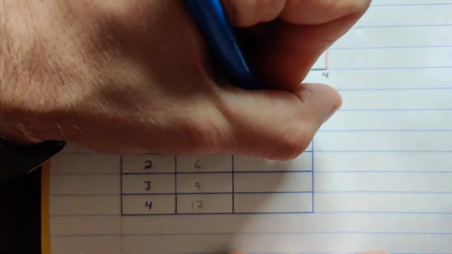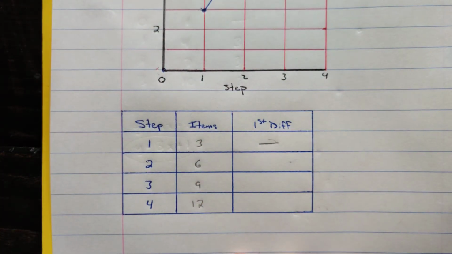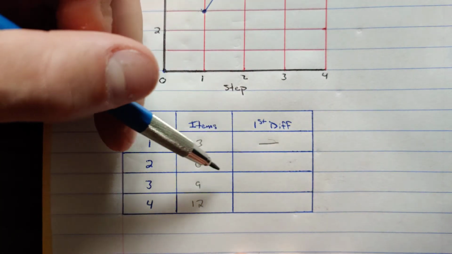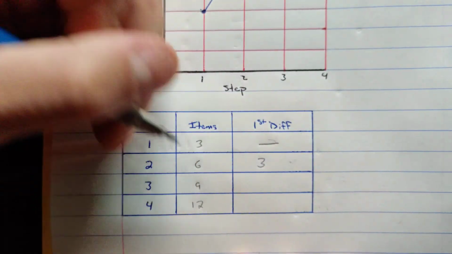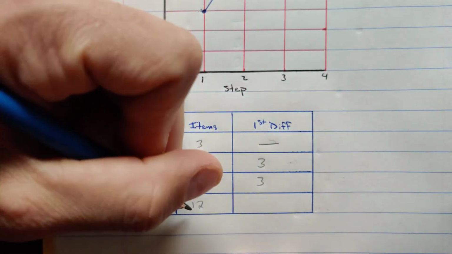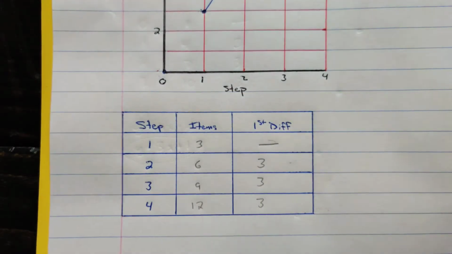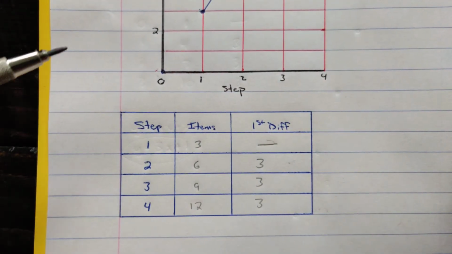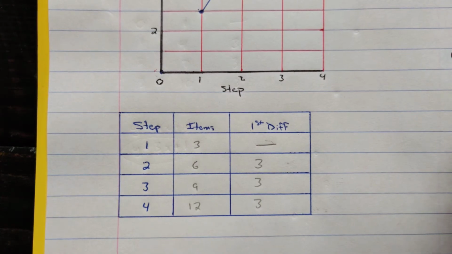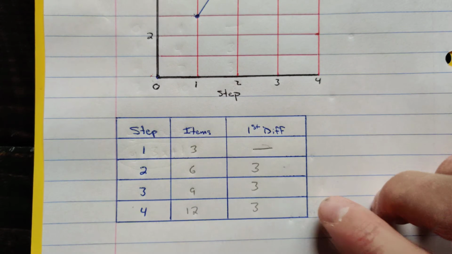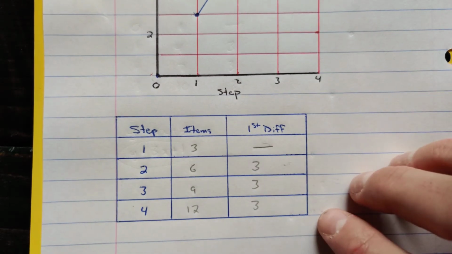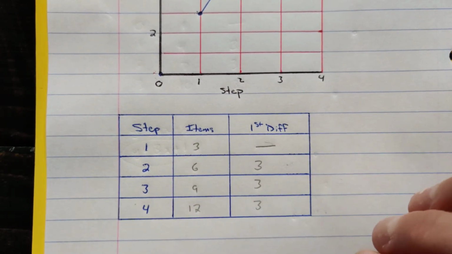Again, when calculating our first differences, we skip the first one, and then it's 6 minus 3, which is 3, 9 minus 6, which is 3, and 12 minus 9, which is 3. So we have a graph and we have our table now. Again, our step value is going up by 1, so our first differences are 3. That's our rate of change. We can also represent this with an equation.